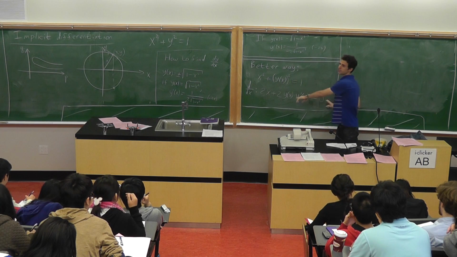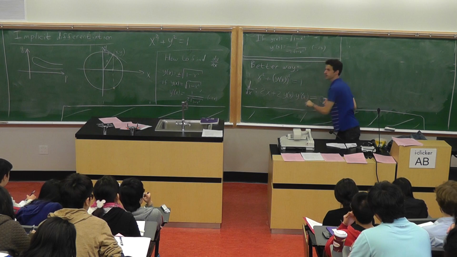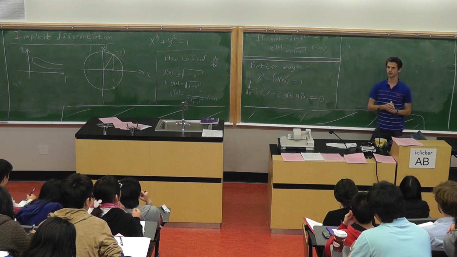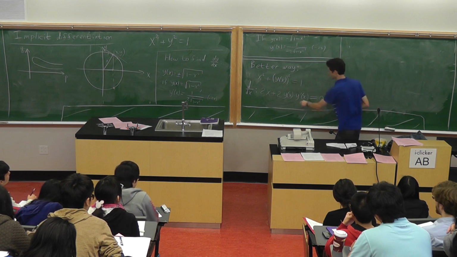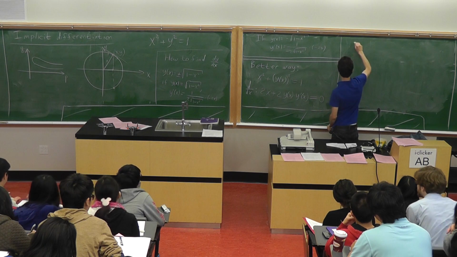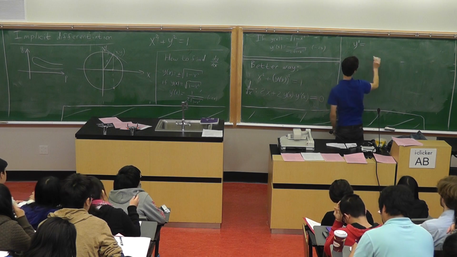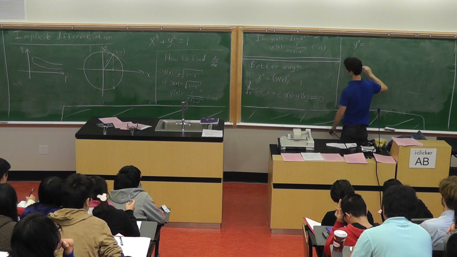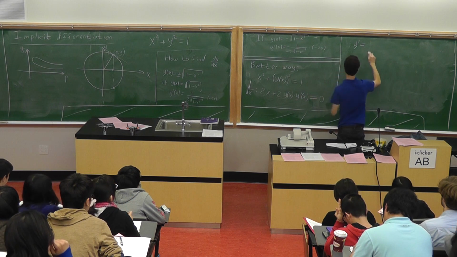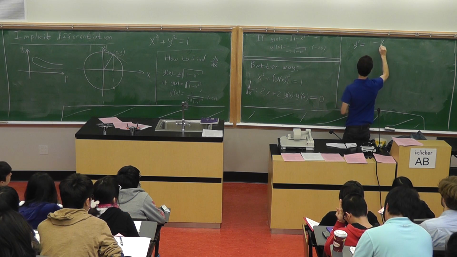Okay, so now I found some relation between x, y, and y prime. It means that I can find what y prime is. y prime is, well, I'll move x to the other side, minus x divided by y.